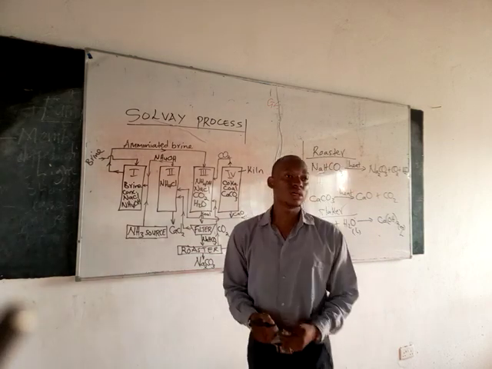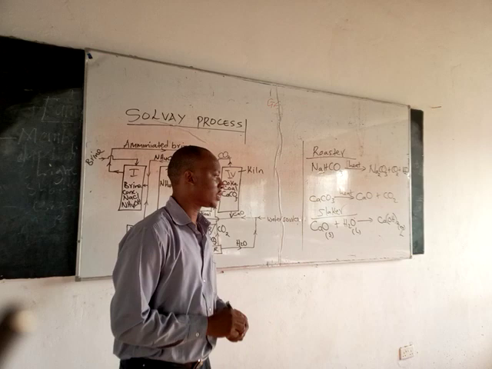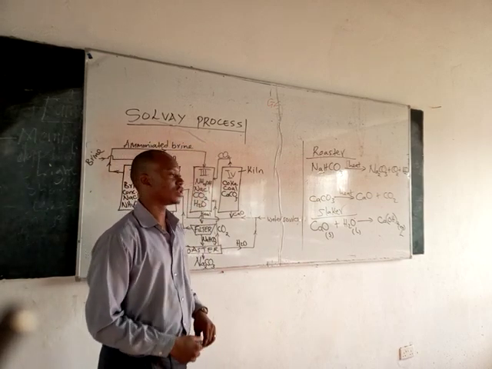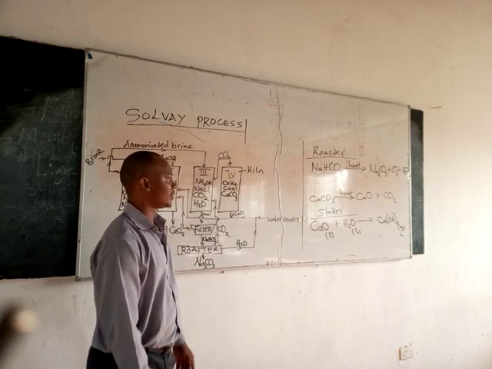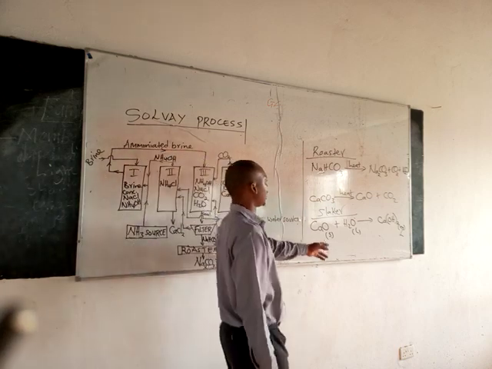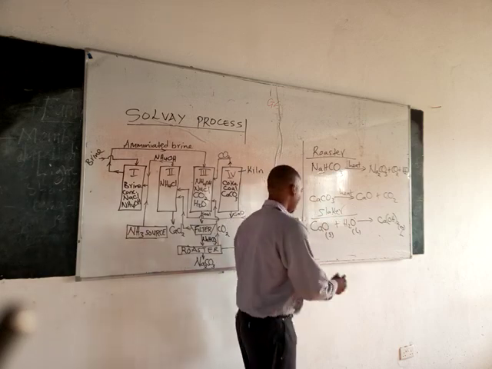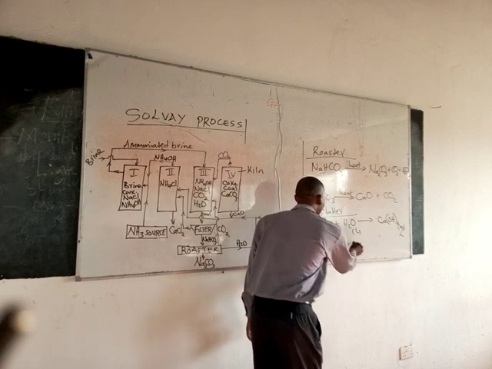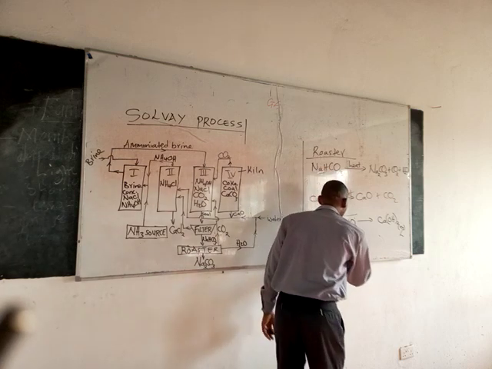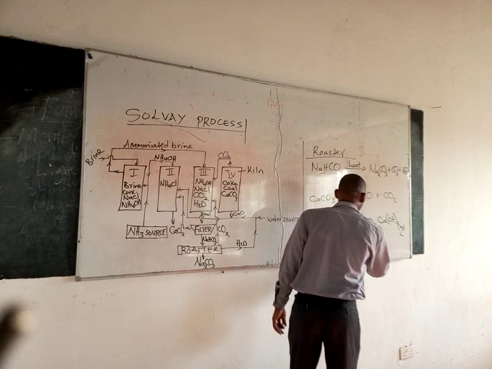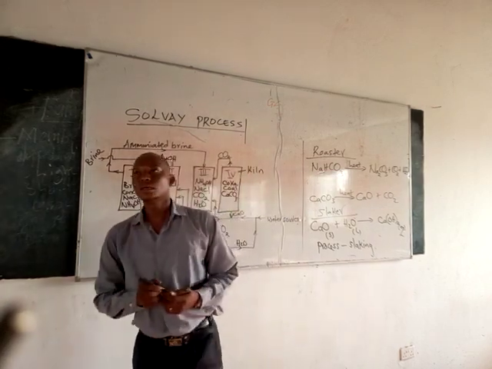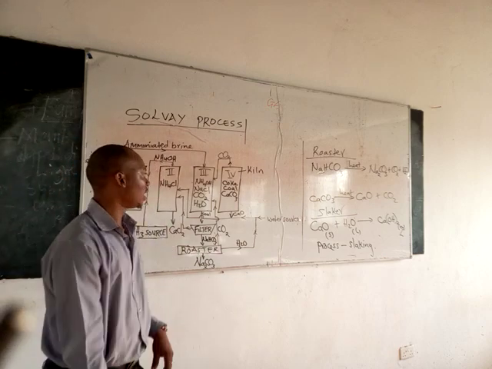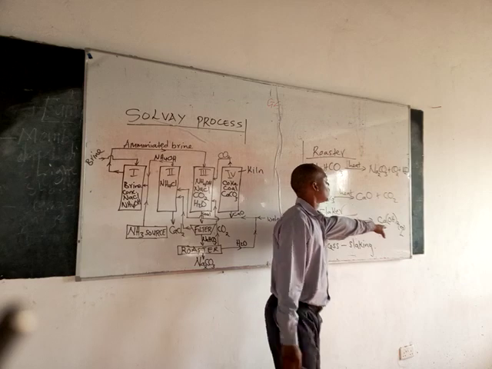My equations are not balanced because they are just in their correct state symbols. That is just the summary of what happens at the slacker. The process of dissolving calcium oxide in water is called slaking. You can slake calcium oxide in water, and the product is calcium hydroxide.